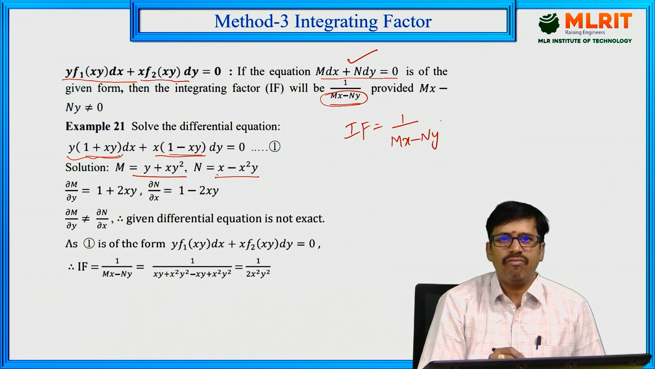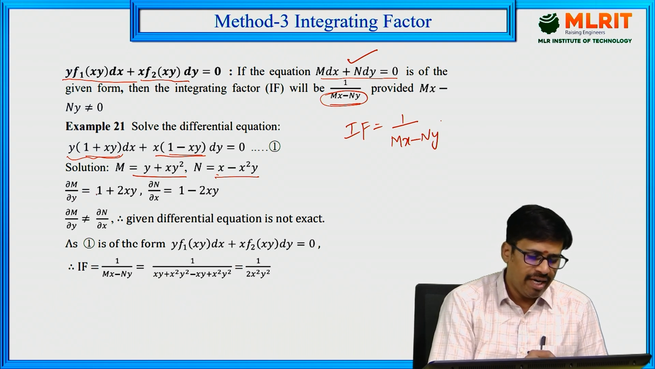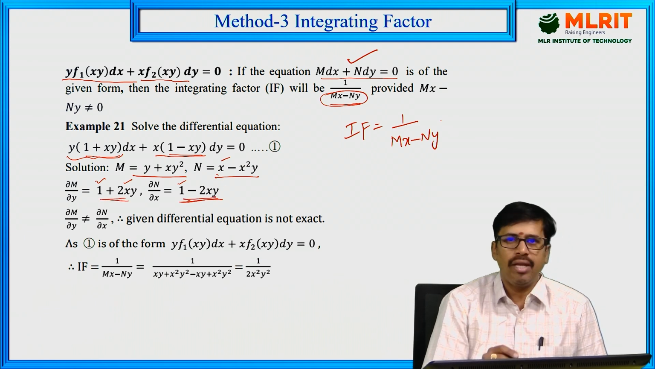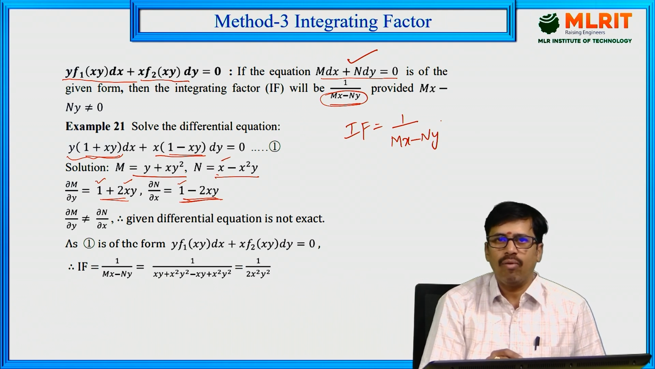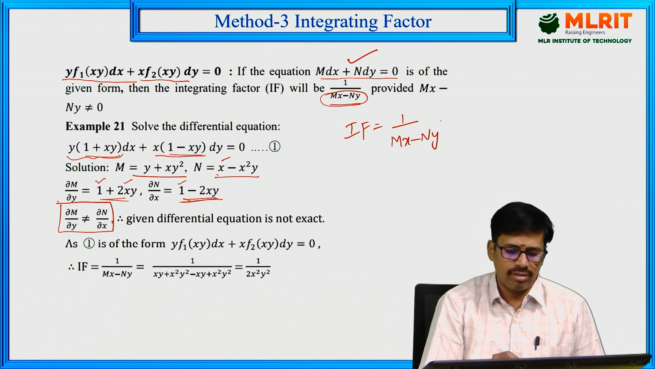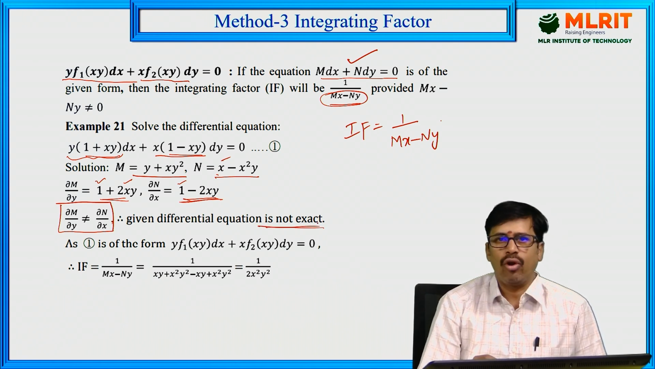So what is the condition for exactness? Dou M by dou y and dou N by dou x should be equal. Let us check it. Dou M by dou y means the y derivative: 1 plus x into the y square derivative 2y, so it is 1 plus 2xy. Dou N by dou x: the x derivative is 1 minus x square derivative 2x, y as it is, so this is 1 minus 2xy. Both are not equal, so dou M by dou y is not equal to dou N by dou x. The condition is not satisfied, so the given equation is not exact.